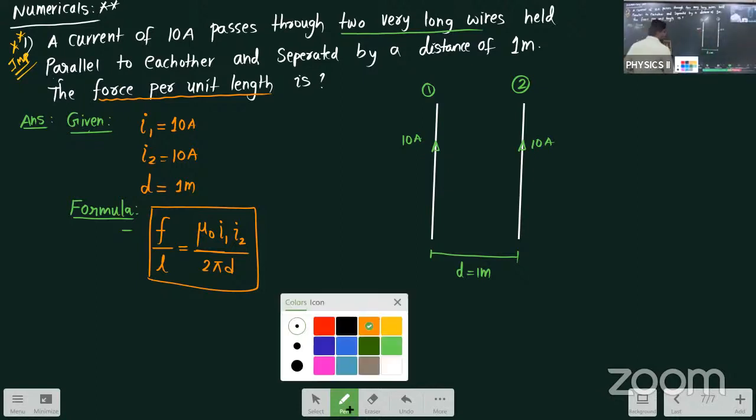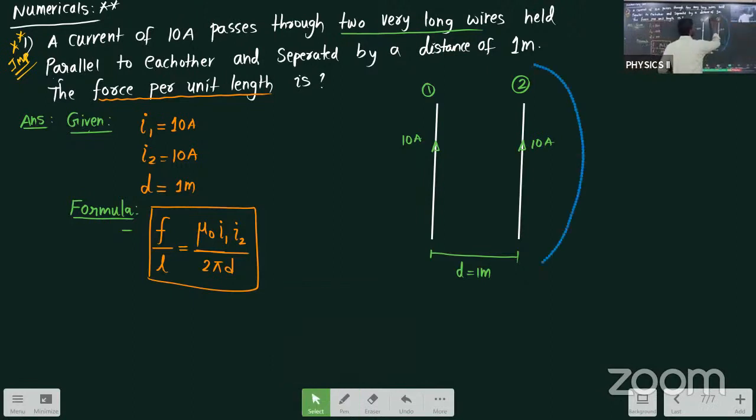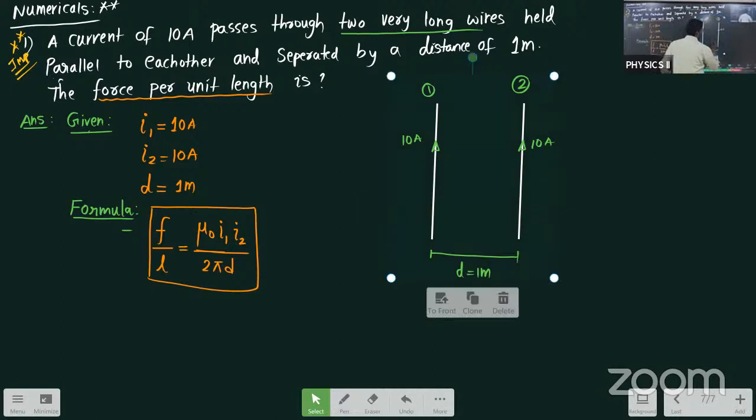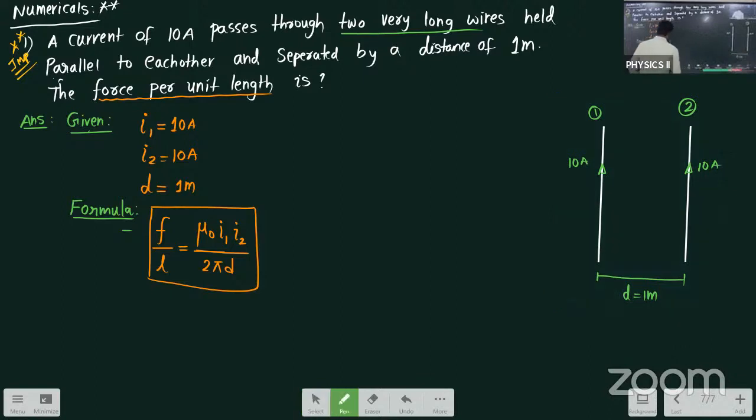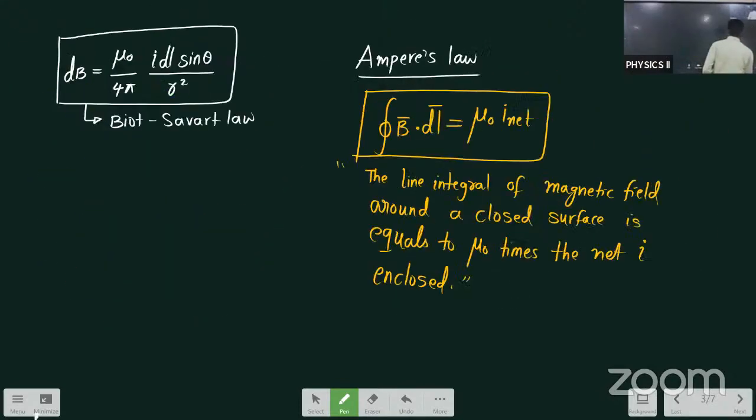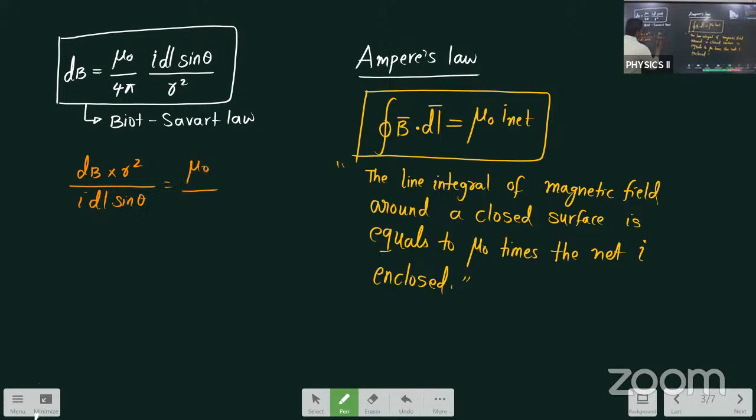Let us substitute the values. I will move this diagram so that I can solve the problem here. Force per unit length is equal to, what is the value of mu naught? In the previous video we discussed mu naught: dB into r square divided by I dL sin theta is equal to mu naught by 4 pi.